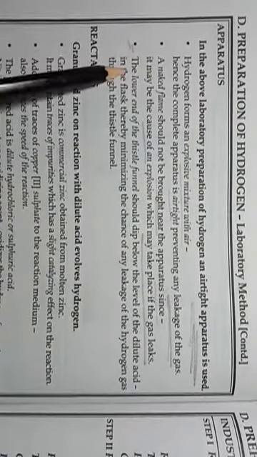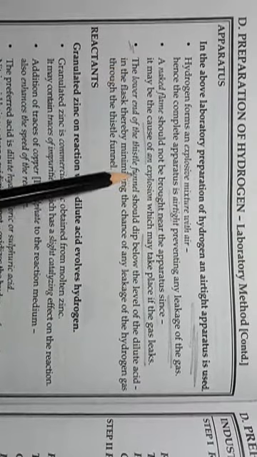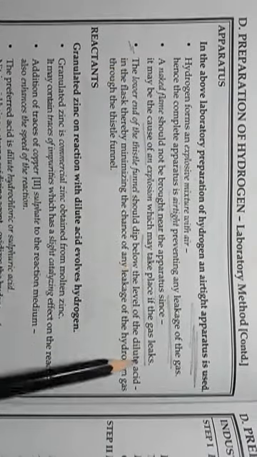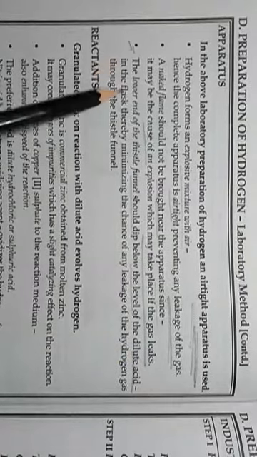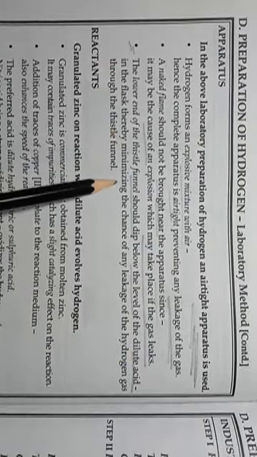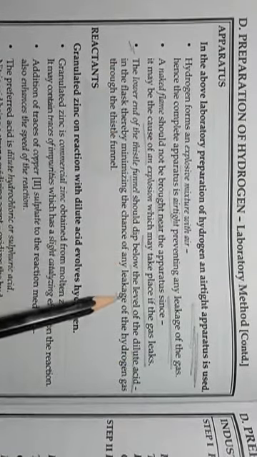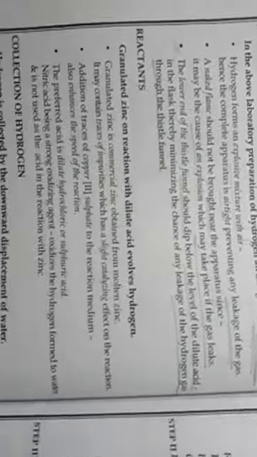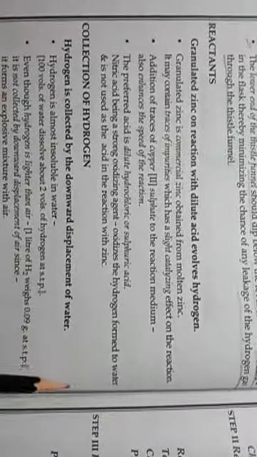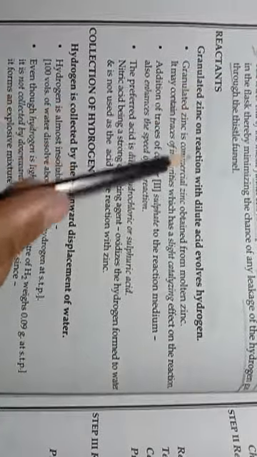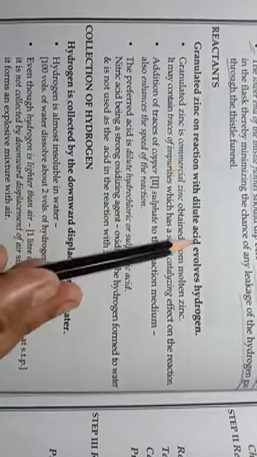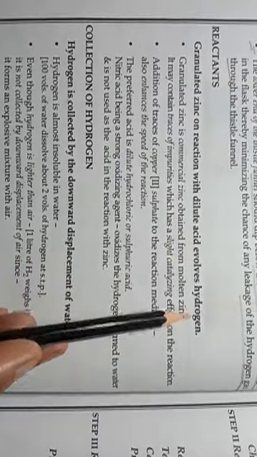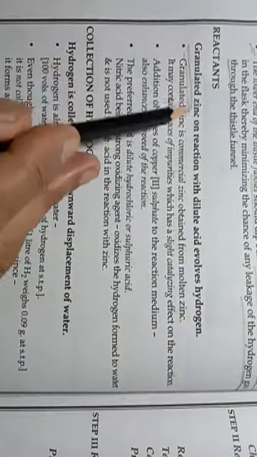Third point, the lower end of the thistle funnel should dip below the level of the dilute acid in the flask, thereby minimizing the chances of any leakage of the hydrogen gas through the thistle funnel. The reactants: granulated zinc on reaction with dilute acid evolves hydrogen. So these two are the reactants.